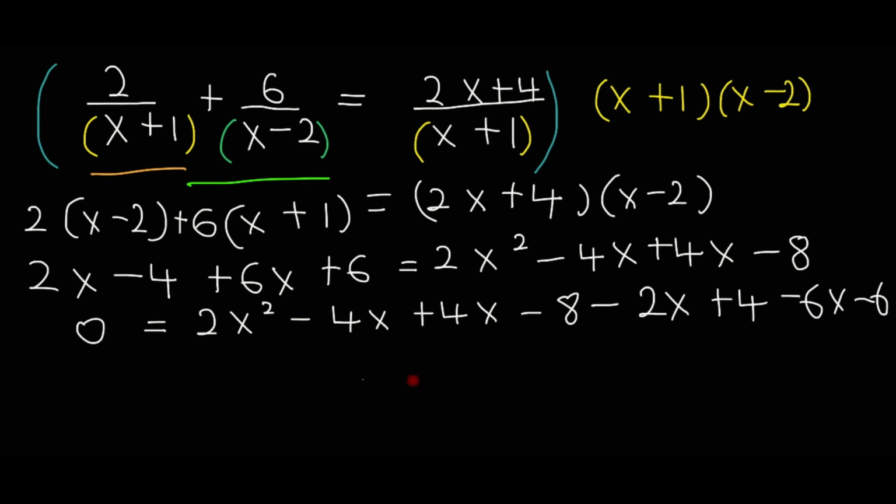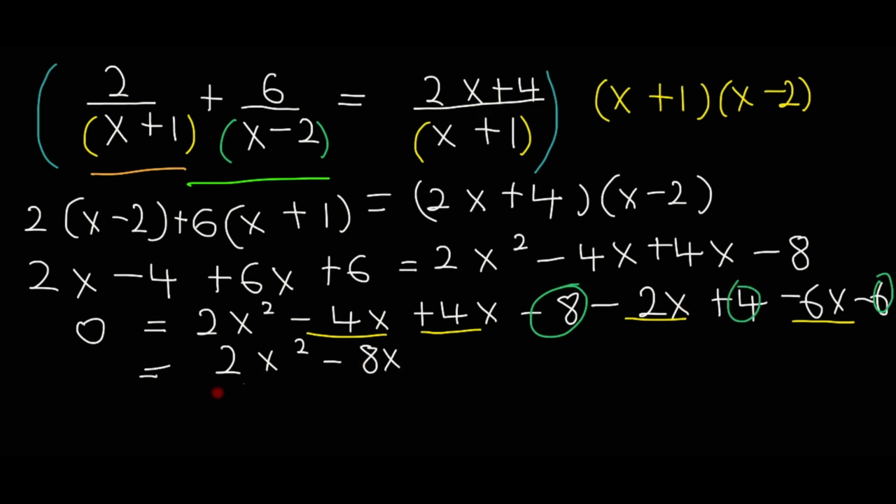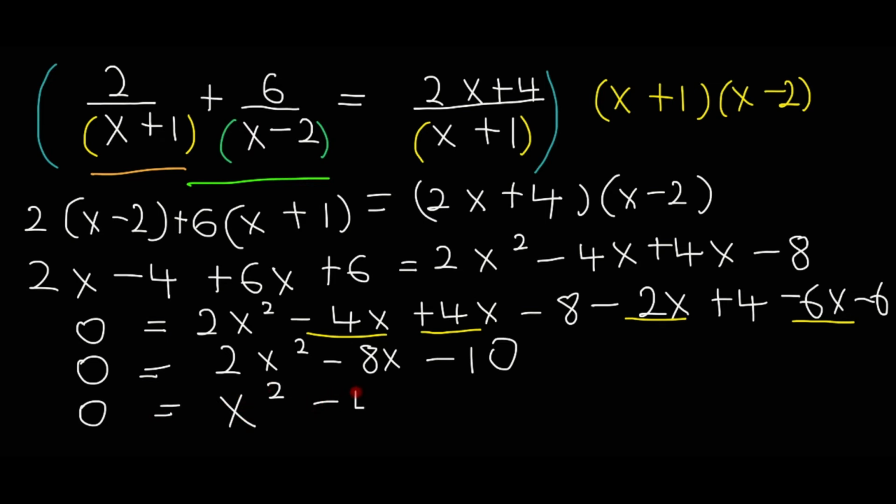And then from there, we group the like terms. We have minus 4x plus 4x minus 2x minus 6x, and then originally 2x squared minus 8x. And as for the constants, minus 8 plus 4 minus 6, that gives minus 10. Now you can notice that this equation is in standard form. But 2 is a common factor, so we divide both sides by 2. So we have x squared minus 4x and then minus 5.